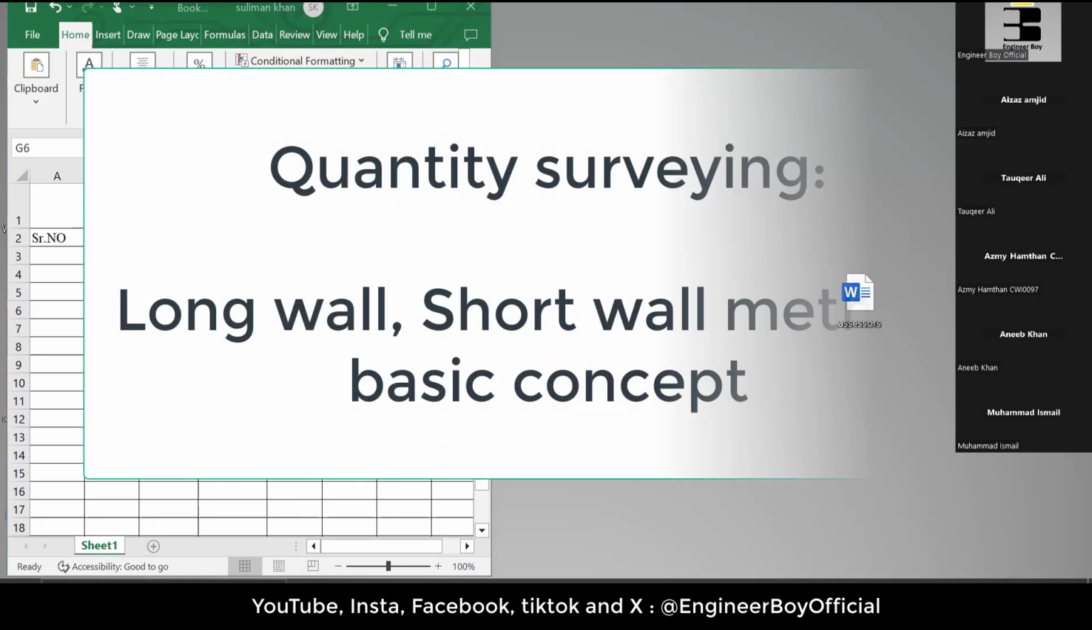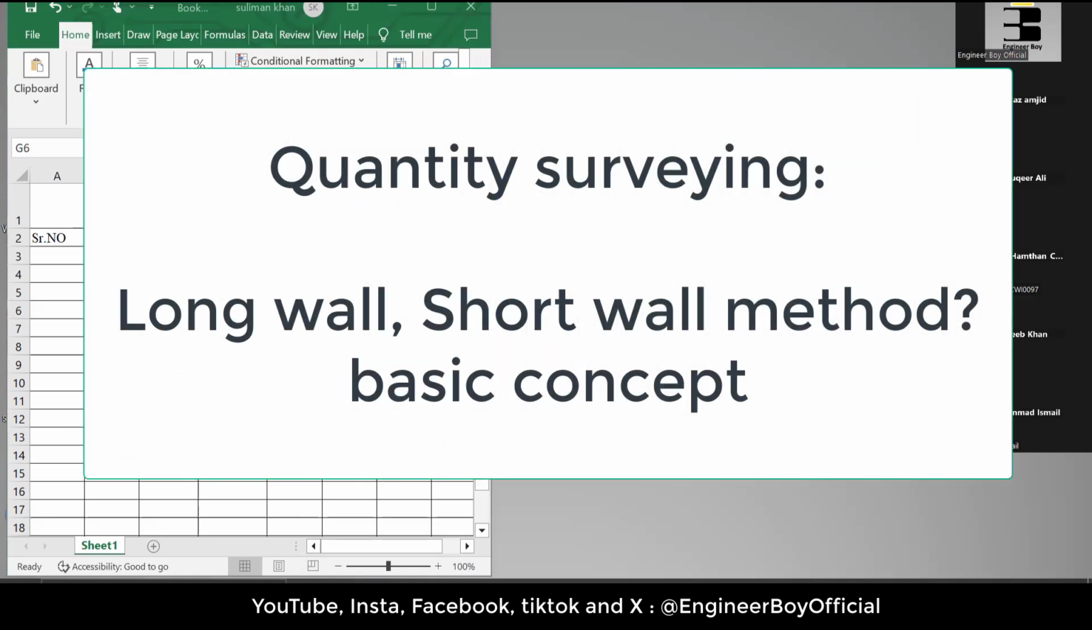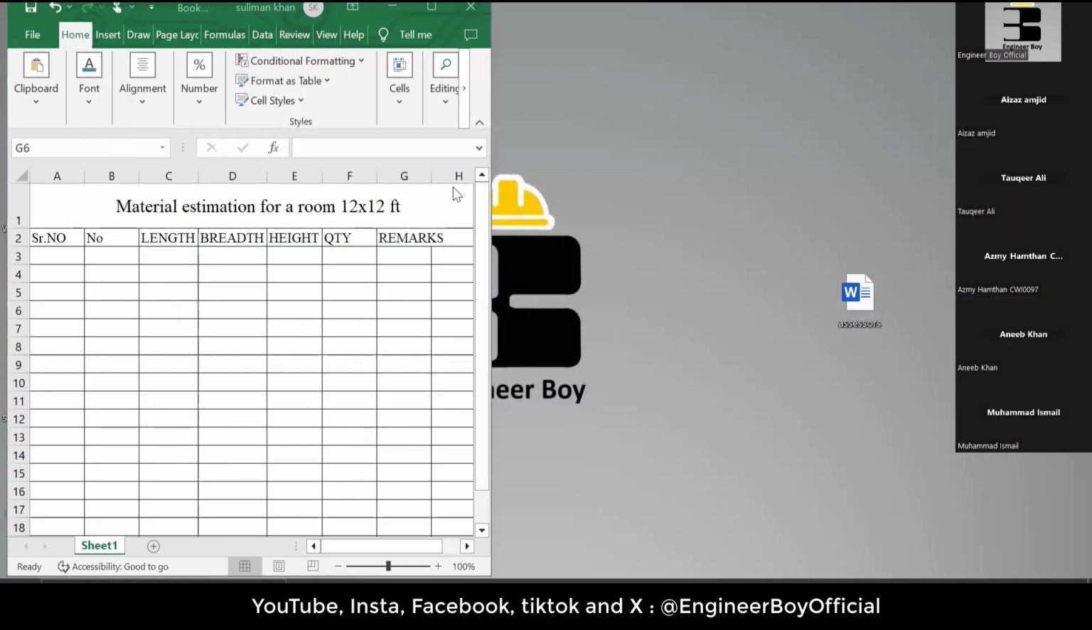What do you mean by the long wall and short wall? Okay, the whiteboard is loading. Sir, it is not showing. Wait a minute, it's loading. It's just loading. Yes sir. Yeah, it's done. Okay, so we have this whiteboard.